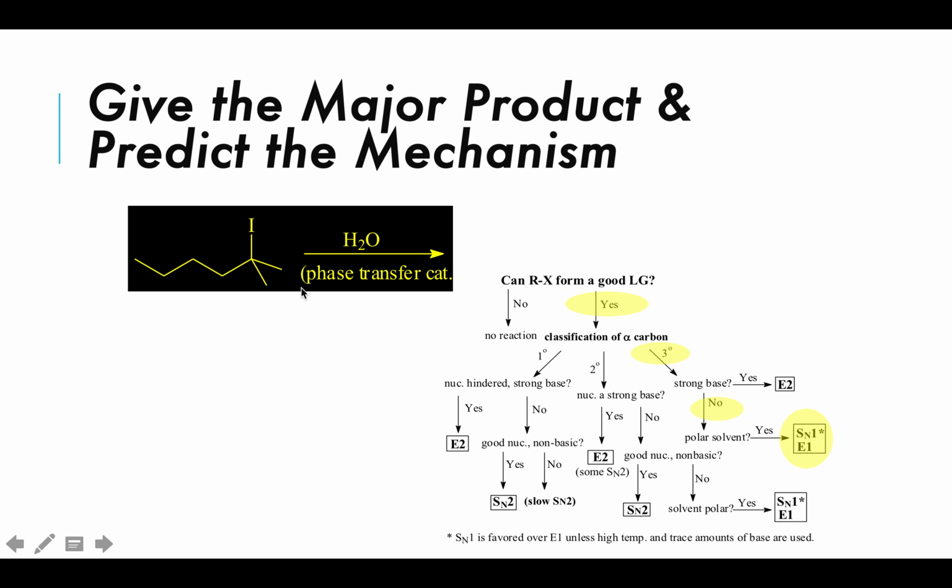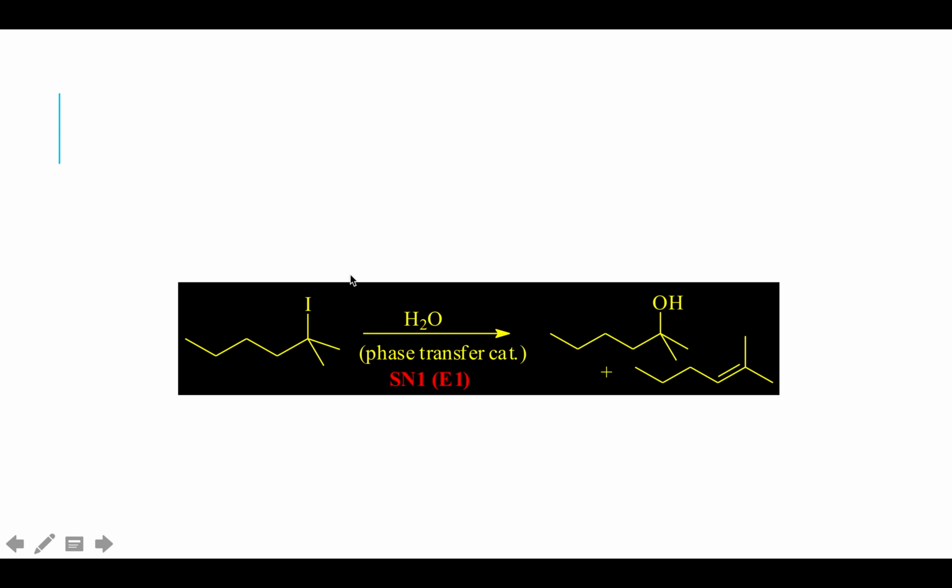Okay, iodine, good leaving group. It's tertiary. Is water a strong base? No. Was my solvent polar protic? Yes, water is polar protic. So SN1 and E1 are favored. Didn't specify if any dilute base was used or if there was a high temperature, so we can assume we have a mixture of both SN1 and E1 products.